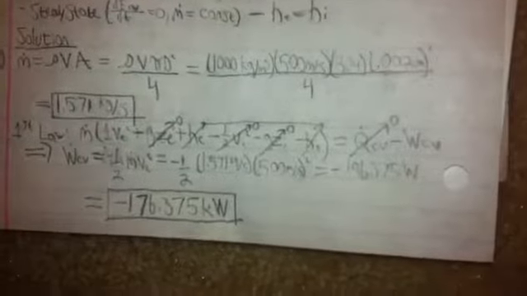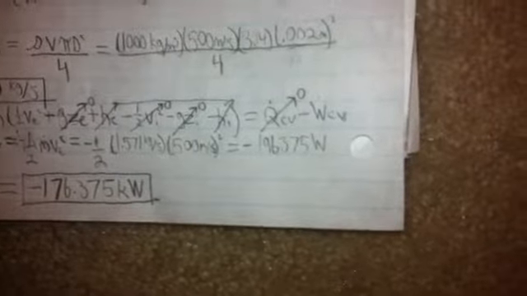Thus, this really simplifies our equation to make W dot_CV, which is the power of the pump, equal negative 1/2 m dot V_e squared. And we know all these terms, so negative 1/2, 1.571 kilograms per second, times 500 meters per second squared, and this is going to equal negative 196,375 watts, and also be simplified to negative 176.375 kilowatts.